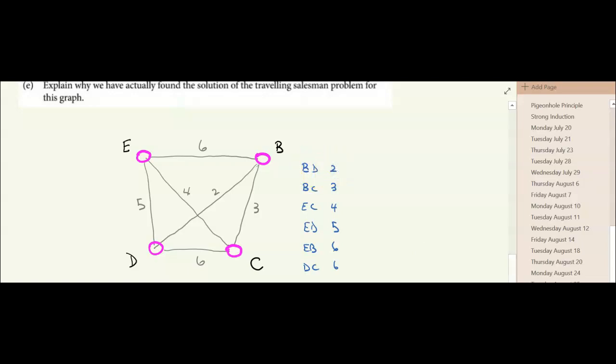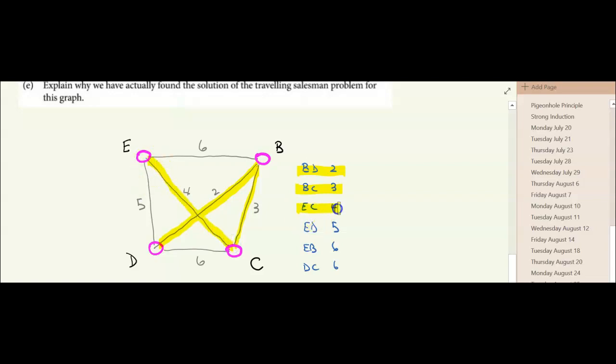Righto. So I want BD first. That's down here, that's 2. So I take that, and BC 3. I always take the first 2. Now we need to be careful of cycles. I don't accept a cycle. So EC 4, I can take that. That doesn't create a cycle.